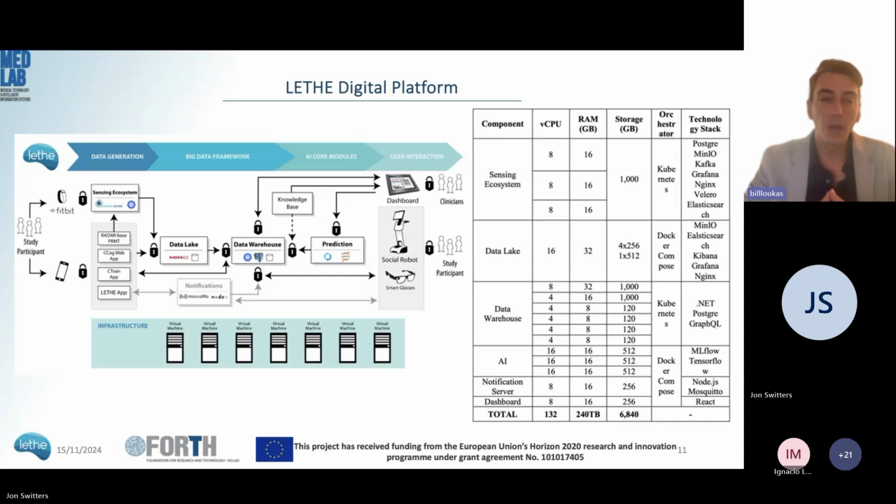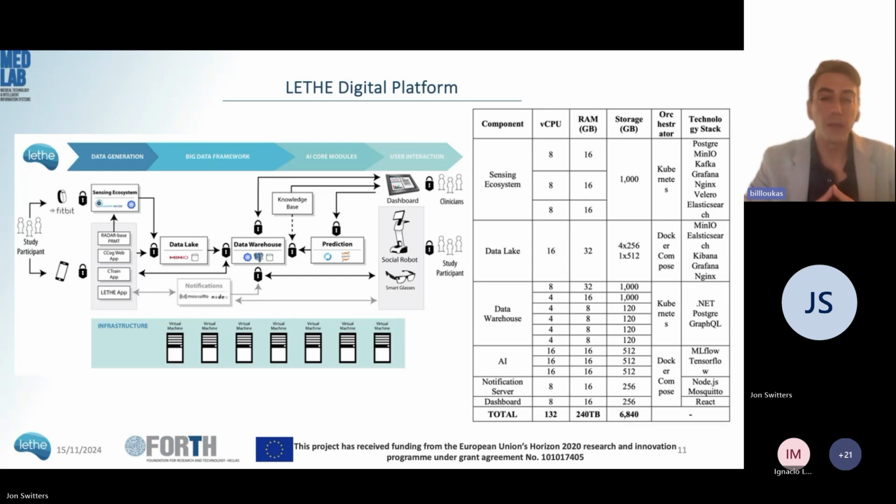The sensing ecosystem comes first, and this component is the starting point where all data generation happens. We use wearable devices like Fitbit, the Lethe mobile app with integrated cognitive training, and the Radar passive app to gather data from study participants. This data is collected in near real time and includes a wide range of information such as physical activity, cognitive function, sleep patterns, and cardiovascular metrics.